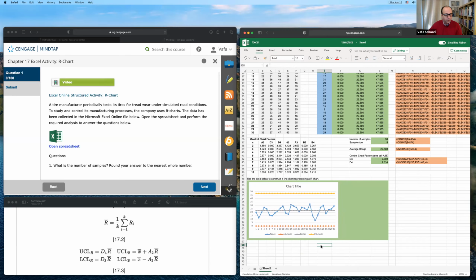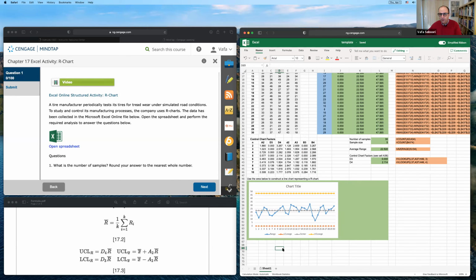Interpretation is the important piece. What do you think? Is this a good process, bad process? Is it an in control process or is it not? Class is yours. It's a good process and it's in control.